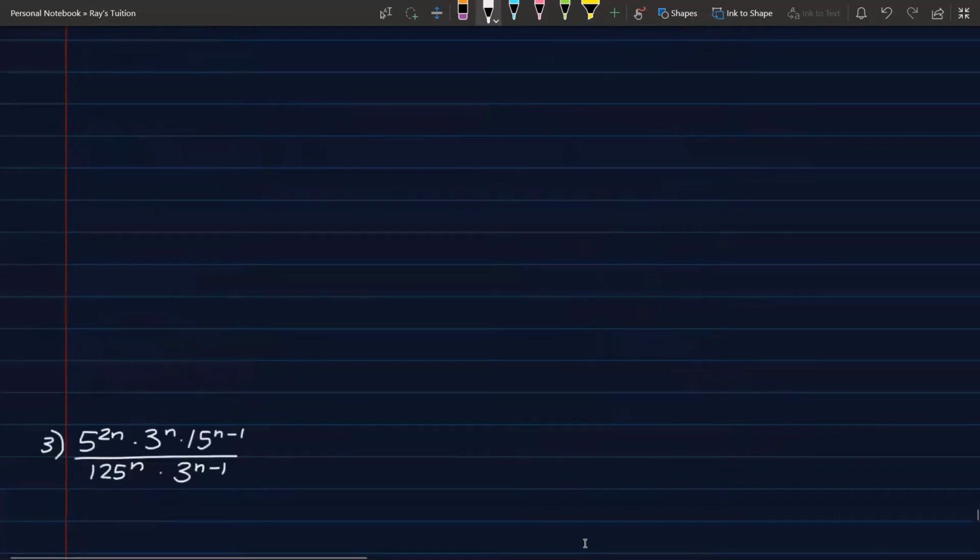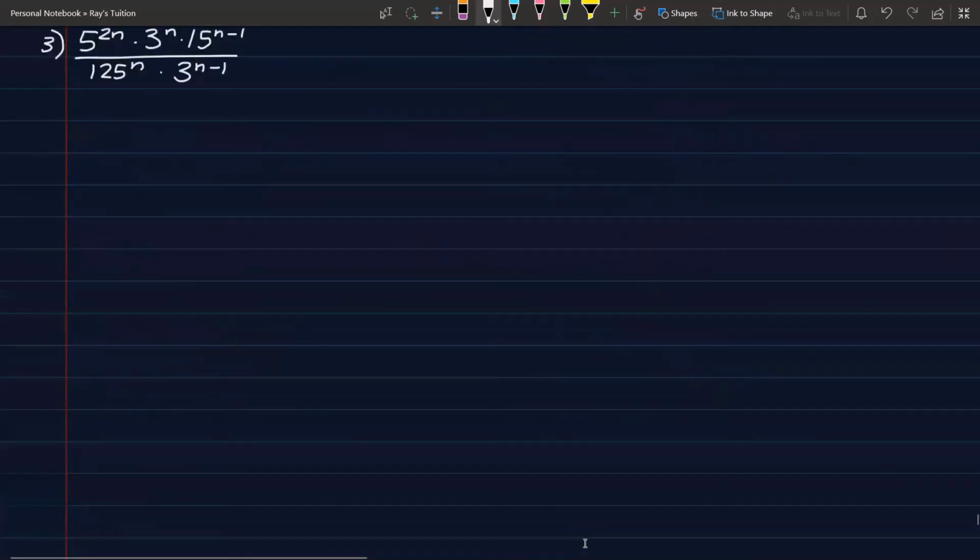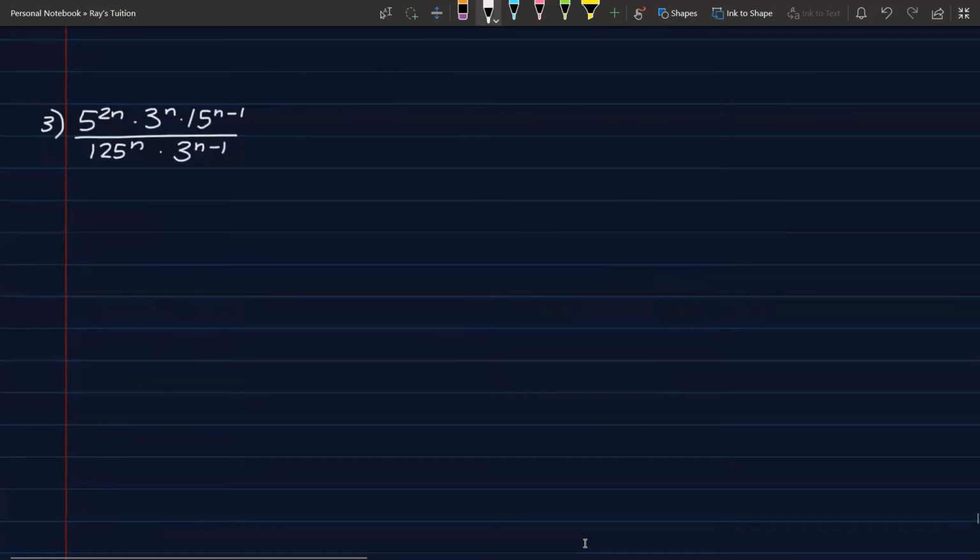Okay, let's have a look at another one. So once again, we have this question over here. You can guess what we're going to do first. We're just going to rewrite everything, changing the stuff that are not prime bases into prime bases. So it's the 15 in the numerator and the 125 in the denominator. Those are not prime bases.